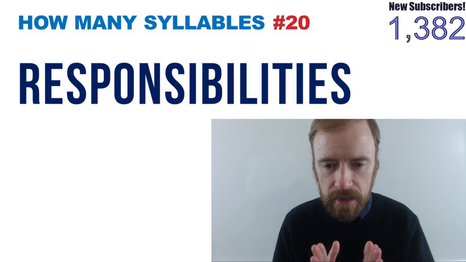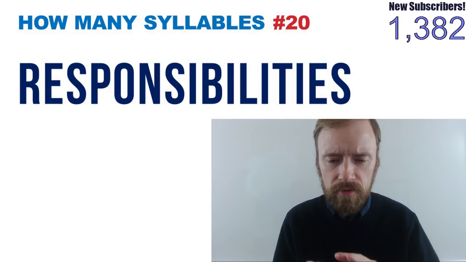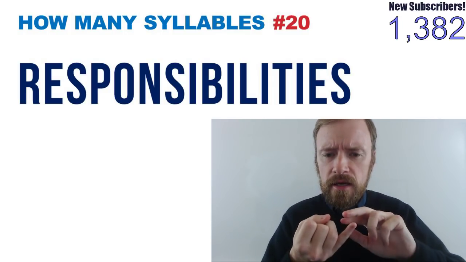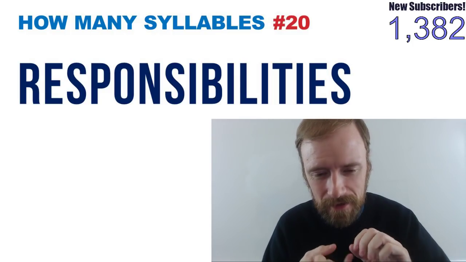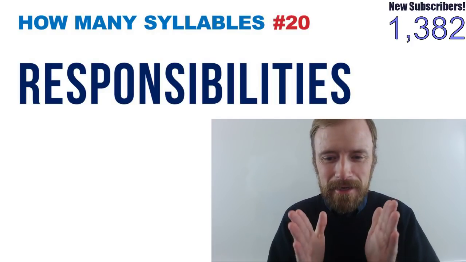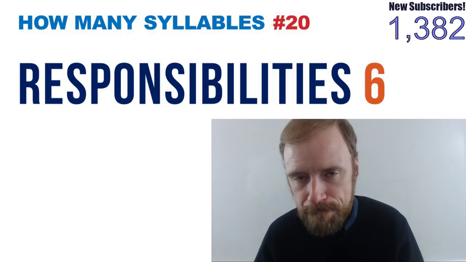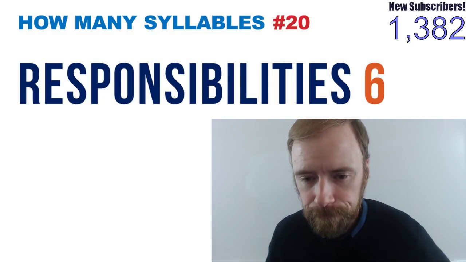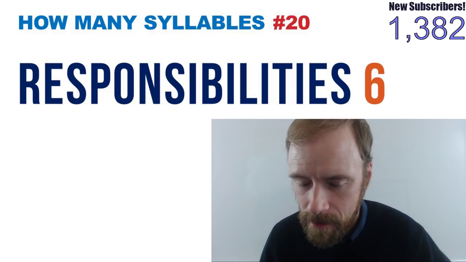Re, spon, si, bi, li, ties. Responsibilities. I count 6. Responsibility. I count 6. Let's see what the answer is here. 6. Responsibilities. 6 syllables there. That was a big word.